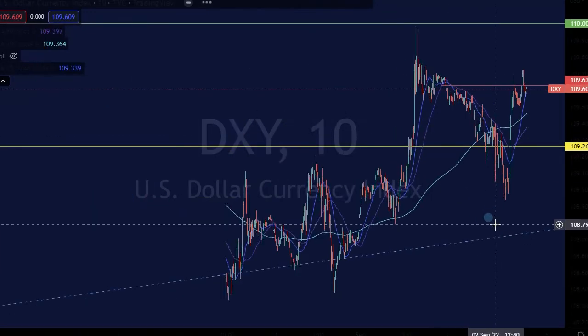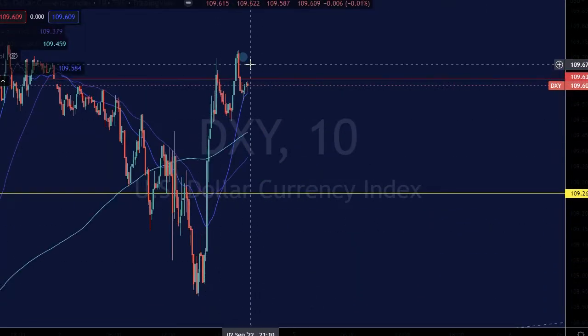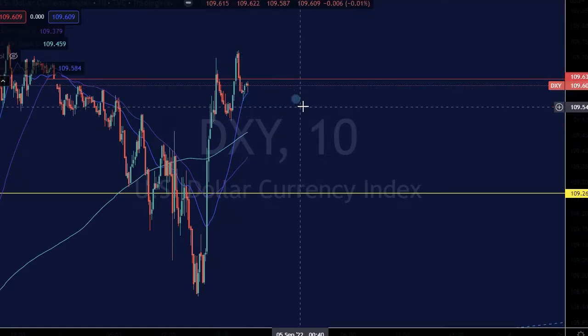So why am I bearish on the dollar? But first of all, why did we get this bounce in the dollar here? Was there any news? No. Was there anything that people knew ahead of time?